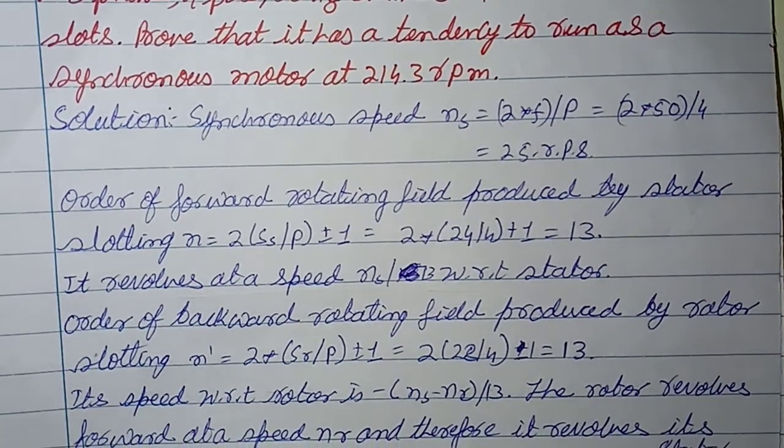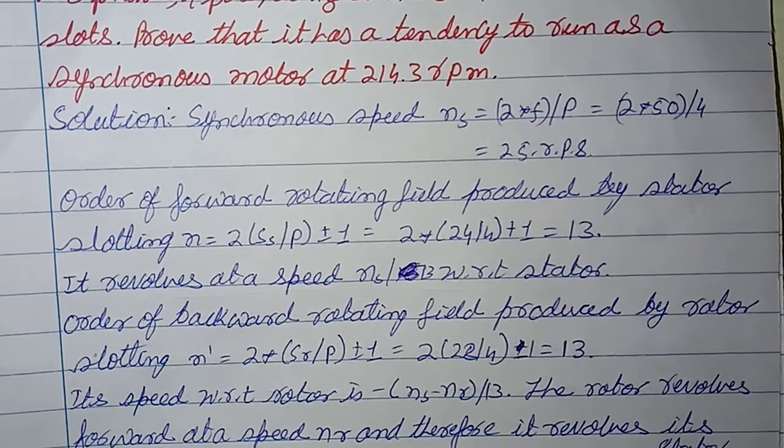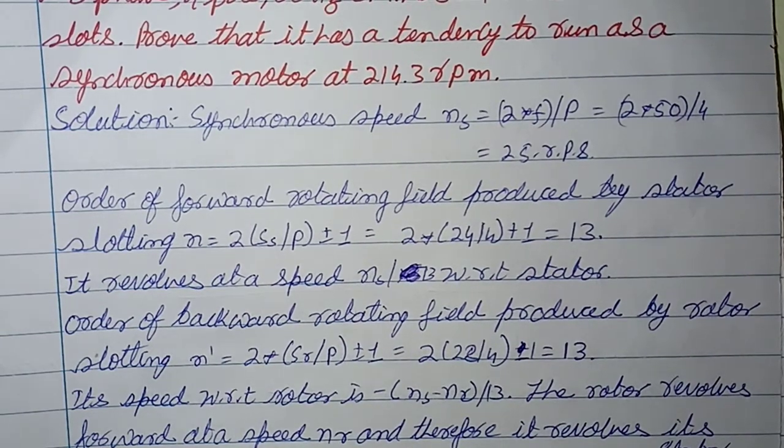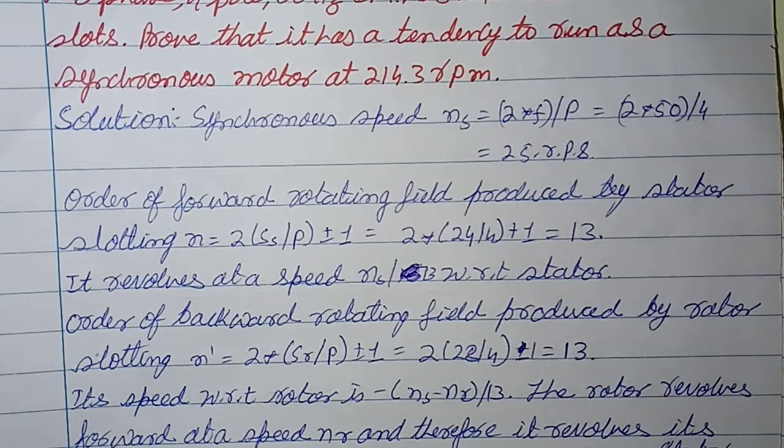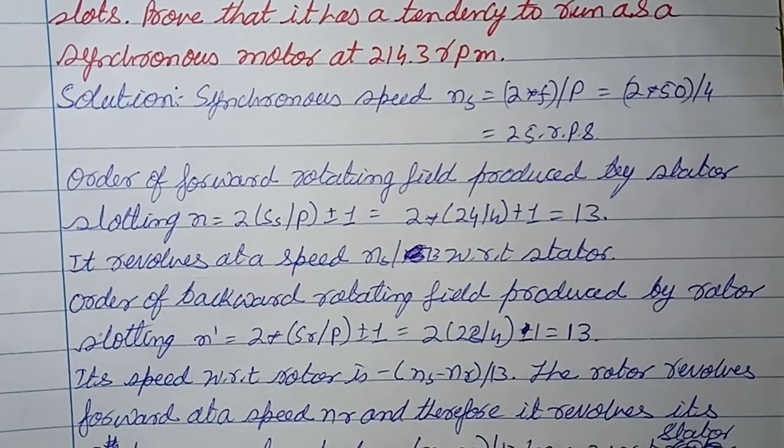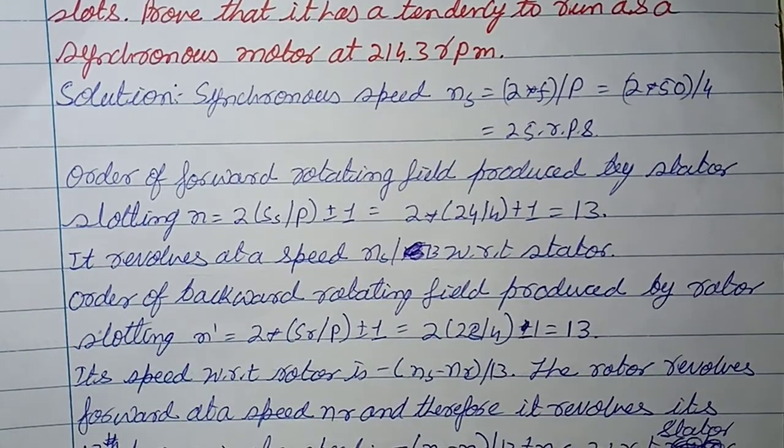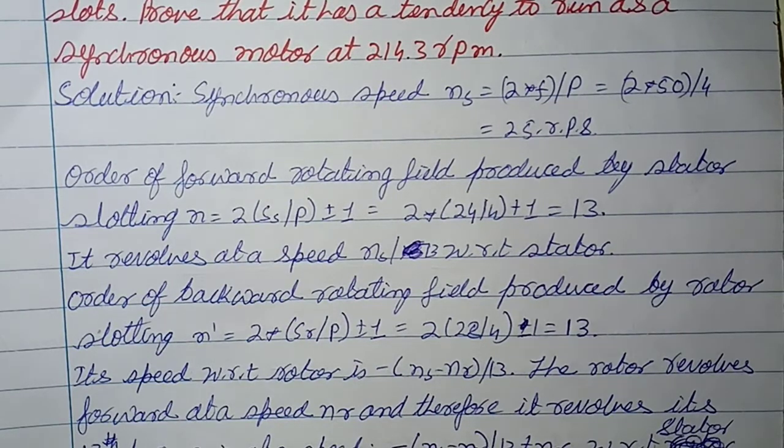The order of forward rotating field produced by stator slotting n is 2 into Ss by p plus or minus 1, where Ss is the stator slots and p is the number of poles. So 2 into 24 by 4 plus 1, which is 13. It revolves at a speed ns by 13 with respect to the stator.